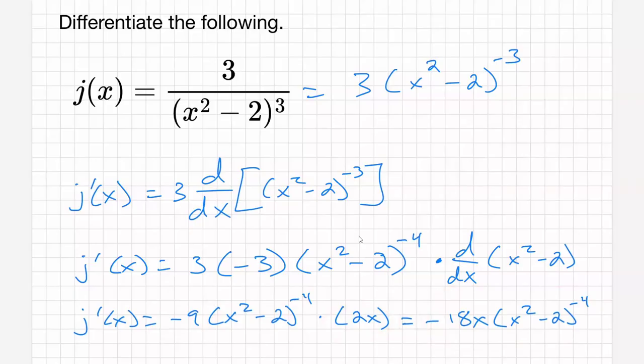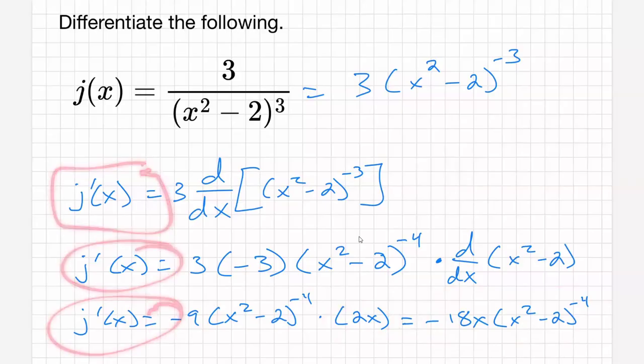Now make sure you see the correction I made at the beginning. I wrote just j of x here, right? But we should be writing j prime of x to show that, hey, this isn't the original function anymore. This represents the derivative of that.